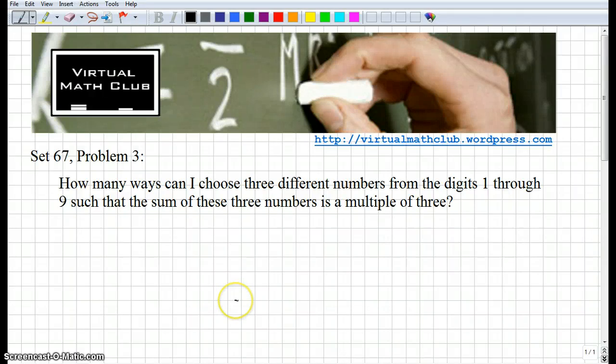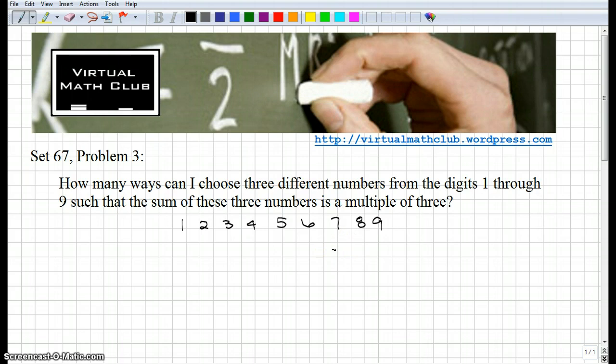How many ways can I choose 3 different numbers from the digits 1 through 9 such that the sum of these 3 numbers is a multiple of 3? Alright, so we've got to choose 3 digits from 1 through 9. So let's list them out. 1, 2, 3, 4, 5, 6, 7, 8, 9. Okay, so these are our options.